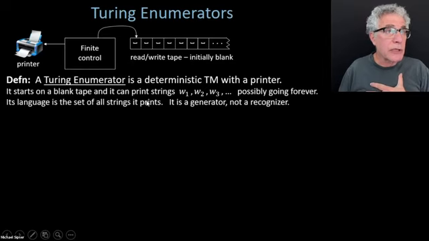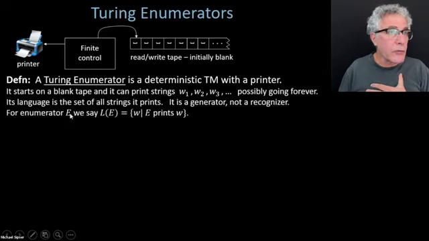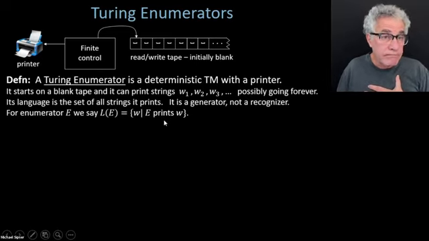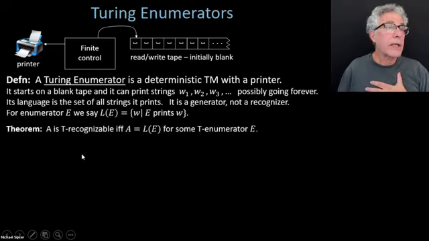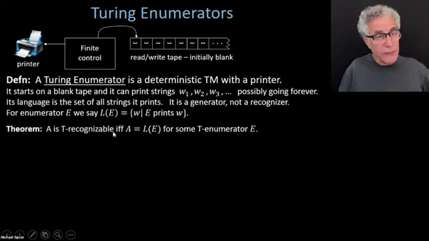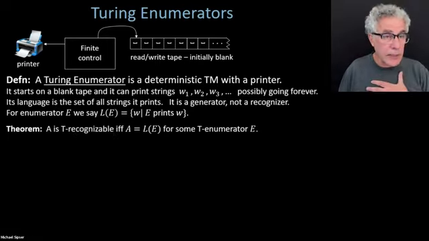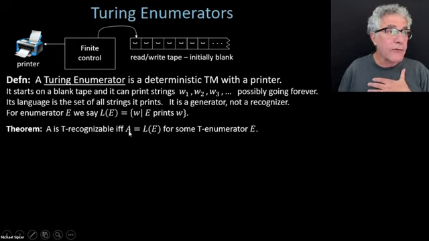And the language of the machine, as I'm writing over here, for an enumerator, we say that its language is the collection of strings that it prints. Okay? Now we will show that a language is Turing recognizable in the previous sense, recognized by some ordinary Turing machine, if and only if it's the language of some enumerator.